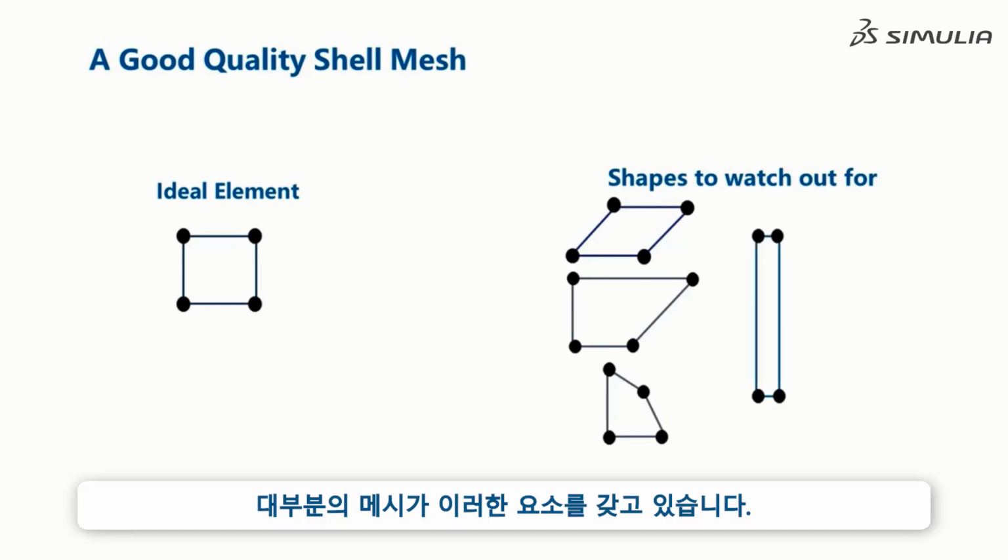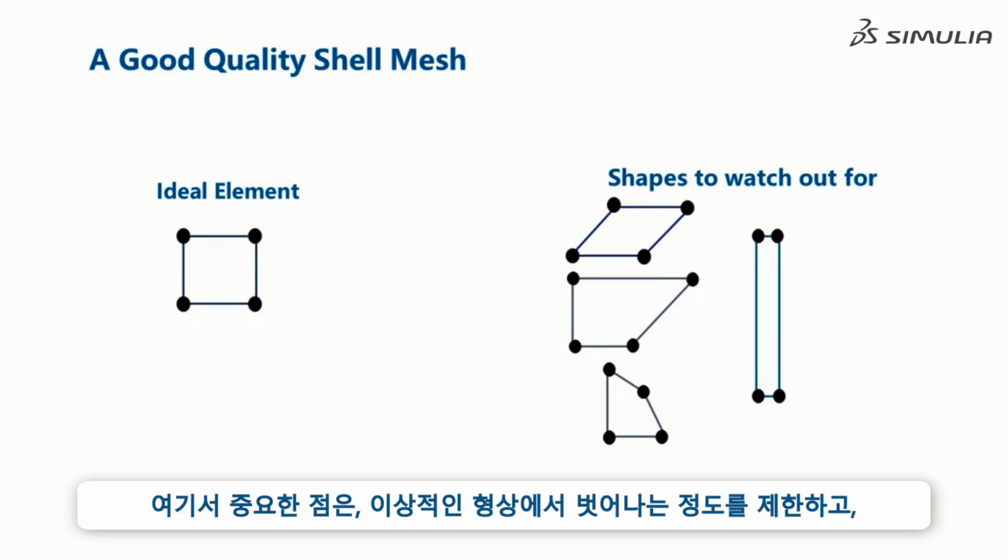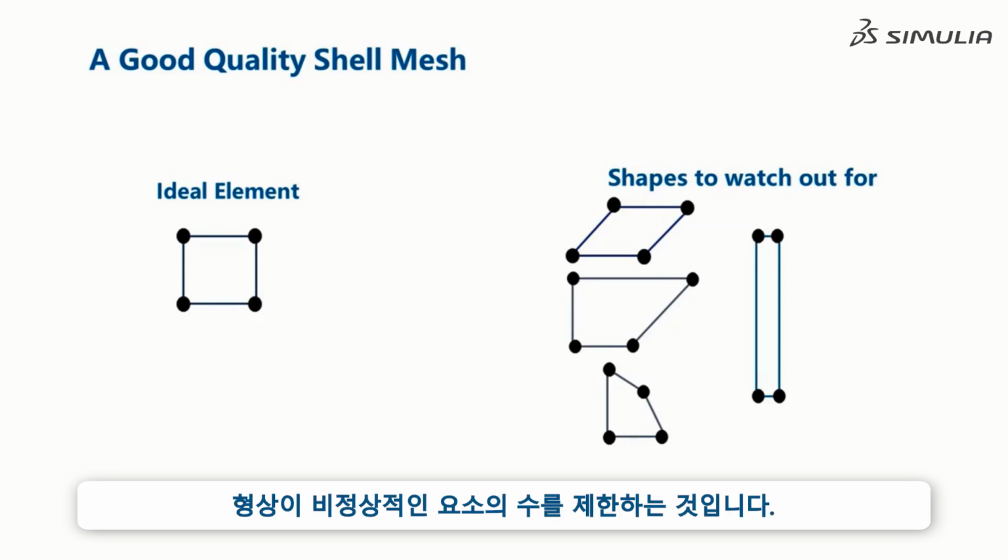Most meshes will contain some elements that look like these. The key is to limit how much they deviate from the ideal shape, and to limit the number of misshaped elements.